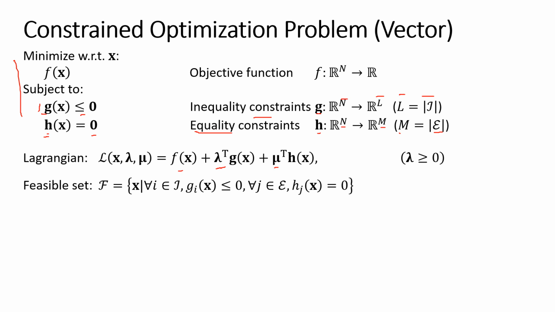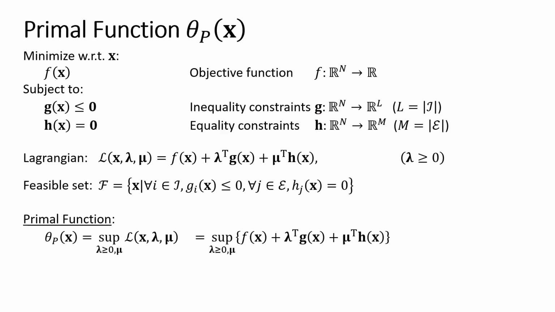The feasible set F is the set of all points x that are feasible, that is, for all i in the set of inequality constraints, g_i of x is less than or equal to 0, and for all j belongs to the set of equality constraints, h_j of x is equal to 0.